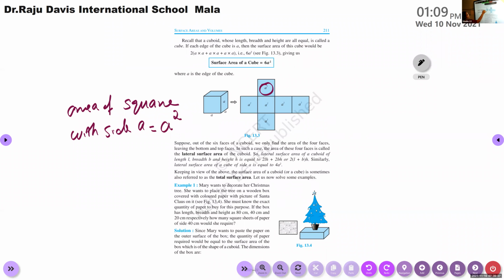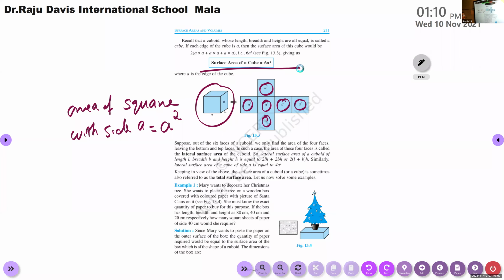So let us consider a cube with each edge of length A. Then, as we know, it has 6 faces, 6 squares, so 6 areas, 6 A squares. So the total surface area of a cube will be equal to 6 A square. Understood? How does it come?